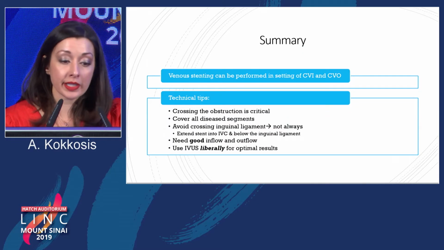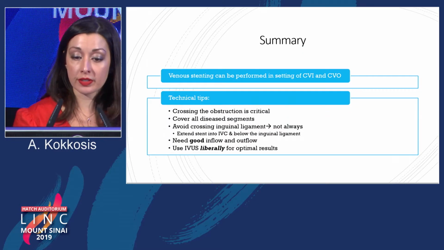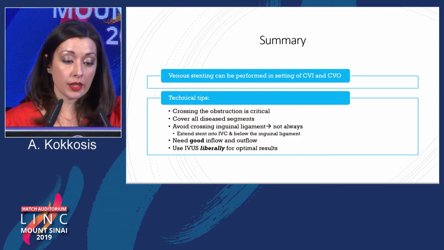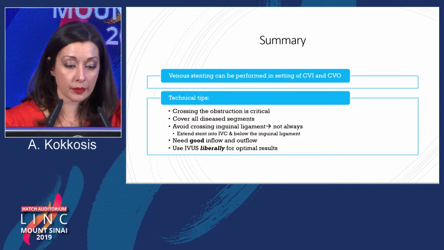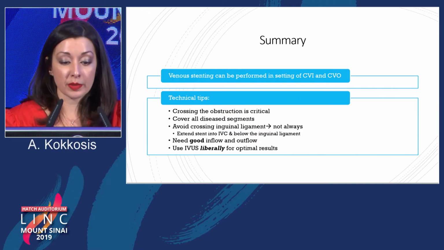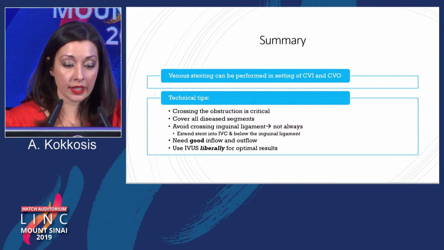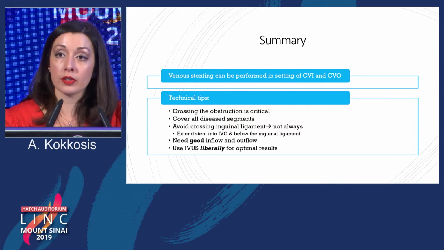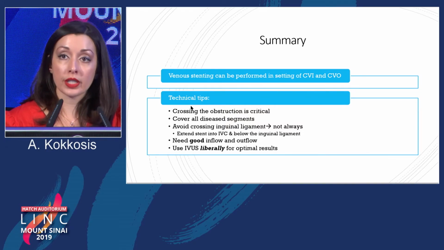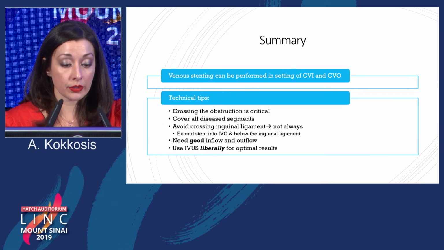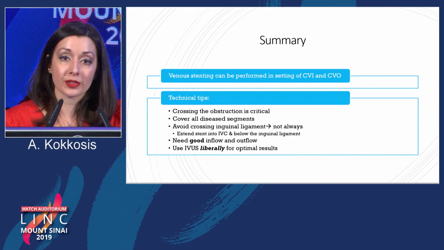So in summary, venous stenting can be performed in the setting of chronic venous occlusions. A few technical tips are to cross the obstruction, cover all the disease segments, avoid crossing the inguinal ligament if you can, but not always. Again, you want to extend into the IVC and below the inguinal ligament if you have to, to cover all of the disease. Make sure you have good inflow and good outflow for good stent patency in the long run, and use IVUS liberally for optimal results.